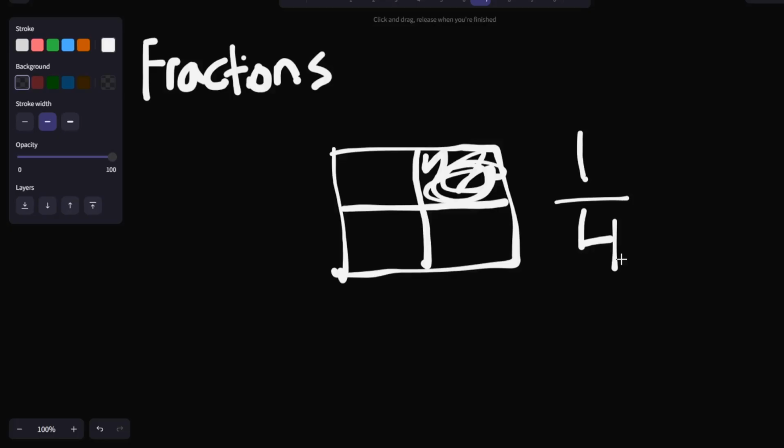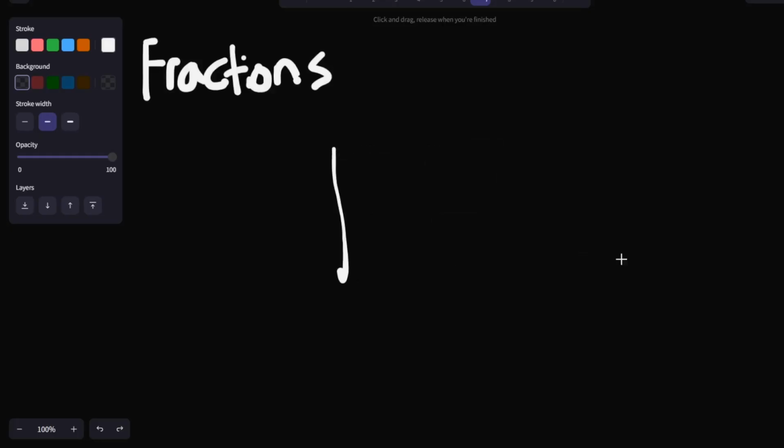Or think of it as a battery icon on your phone. If it shows 3 out of 5 bars, that's like having 3 out of 5 of your battery left. Fractions are everywhere. And once you understand how they work, the rest becomes a lot easier. So let's begin with adding fractions.